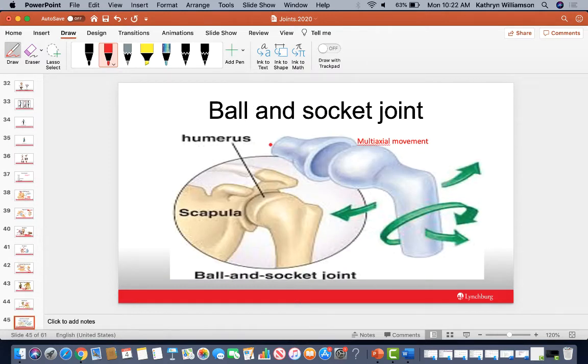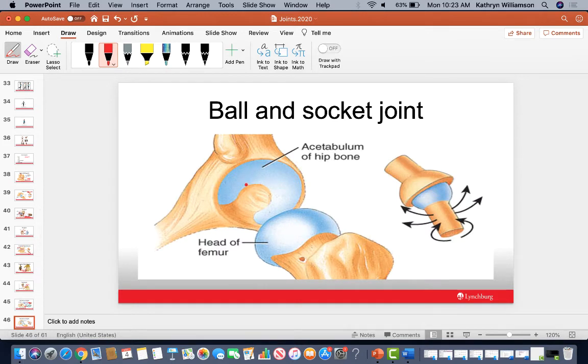Ball and socket joint. So with a ball and socket joint, we basically have the ball part that's fitting into the socket of the joint. So this is going to be shoulder and hip. So these are your examples of ball and socket joints. These guys are multi-axial, so that means that they move in all planes of motion. I just kind of messed that up. But anyway, multi-planar motion. So all different planes.